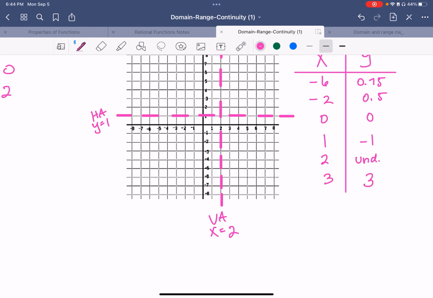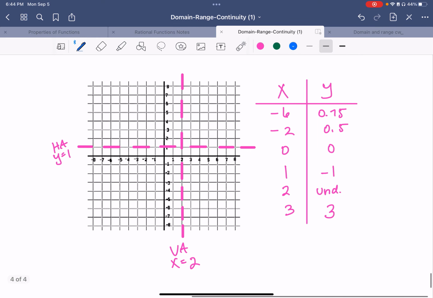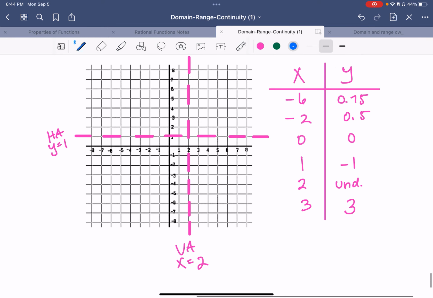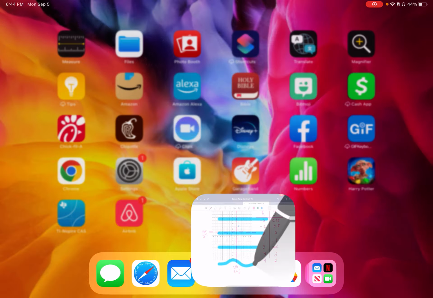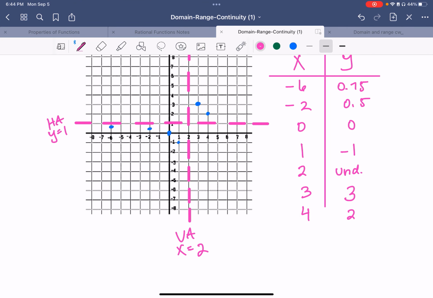Okay, that's enough. All right, so let's just try to plot this. So at negative 6.75, so like right here, negative 2.5, the origin, 1, negative 1. 2 is undefined, and then 3, 3. And then we had another one at 4, 2, I believe, that I didn't add. 4, 2. Yes, 4, 2. Okay, and then I'll just follow the points.